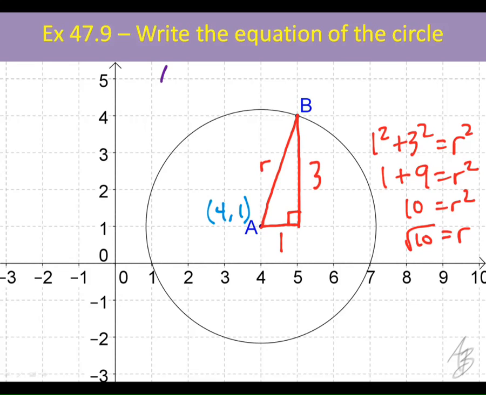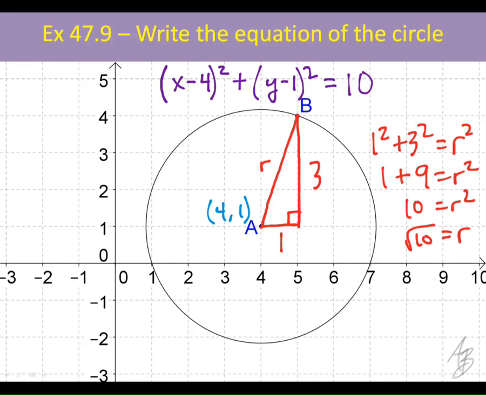I'll get you started. It starts with a parentheses. Okay, now you go. Miles, go ahead. (x minus 4) squared plus (y minus 1) squared equals r squared, which is 10.